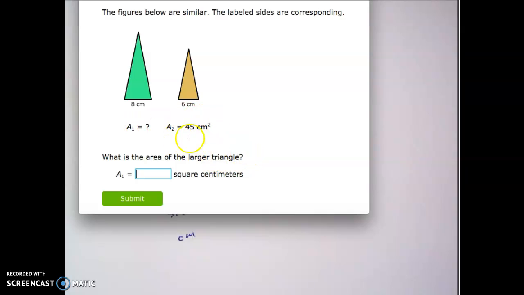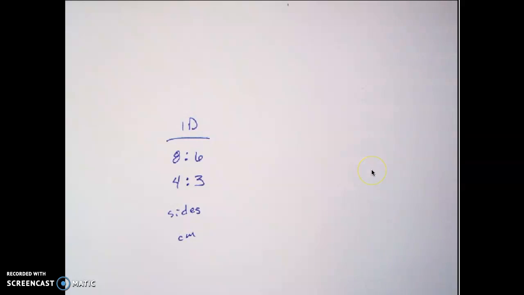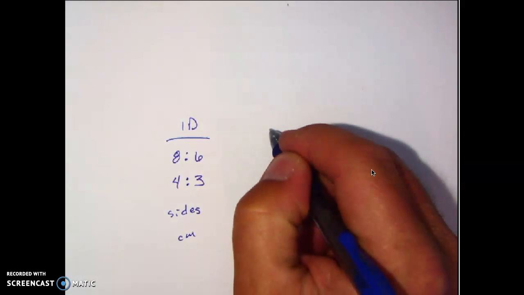Now area, we're given the area of the smaller triangle is 45 centimeters squared. Centimeters squared, check out the label, it's squared. We're now talking about two-dimensional. Anytime we're talking about area, it is two-dimensional. We're given the area of the smaller triangle to be 45, looking for the area of the larger triangle.